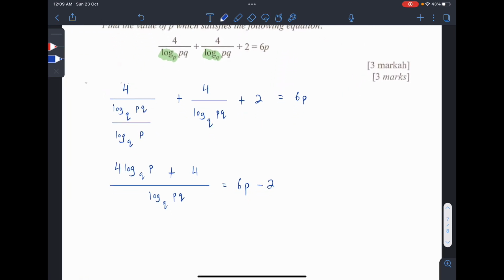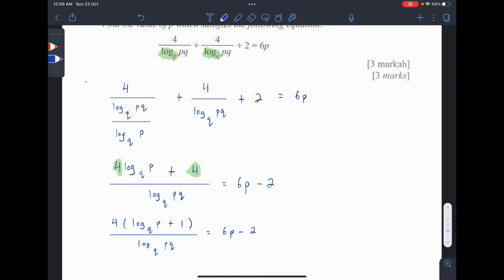Now, I need to decide what I'm going to do right now with the top fraction. So I can see that there is something in common on the left and right side, which is the number 4. We can factorize it out. So 4 over log qp plus 1 over log qpq equals 6p minus 2.